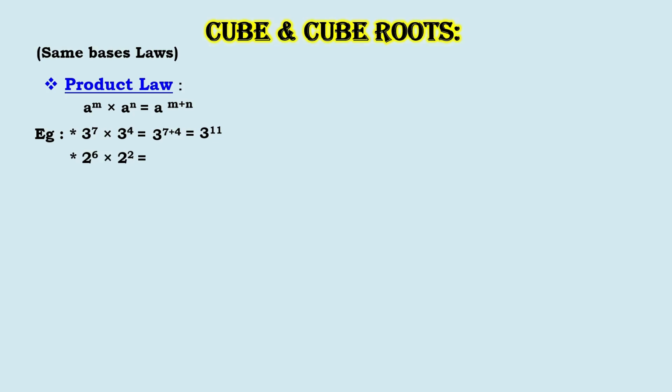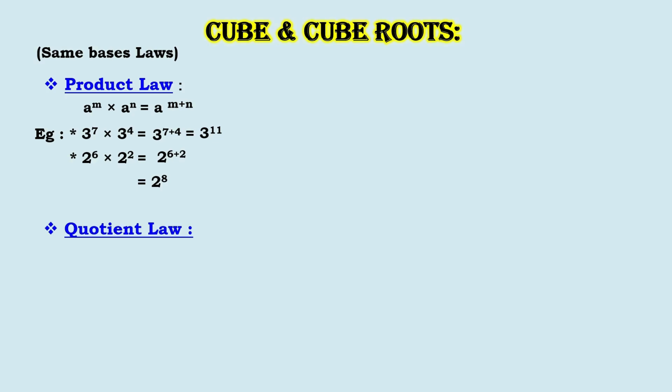Now the next example, 2 to the power 6 into 2 to the power 2. Again in this case, the base is the same. So we just add the powers. That is 2 to the power 6 plus 2, which comes to 2 to the power 8.